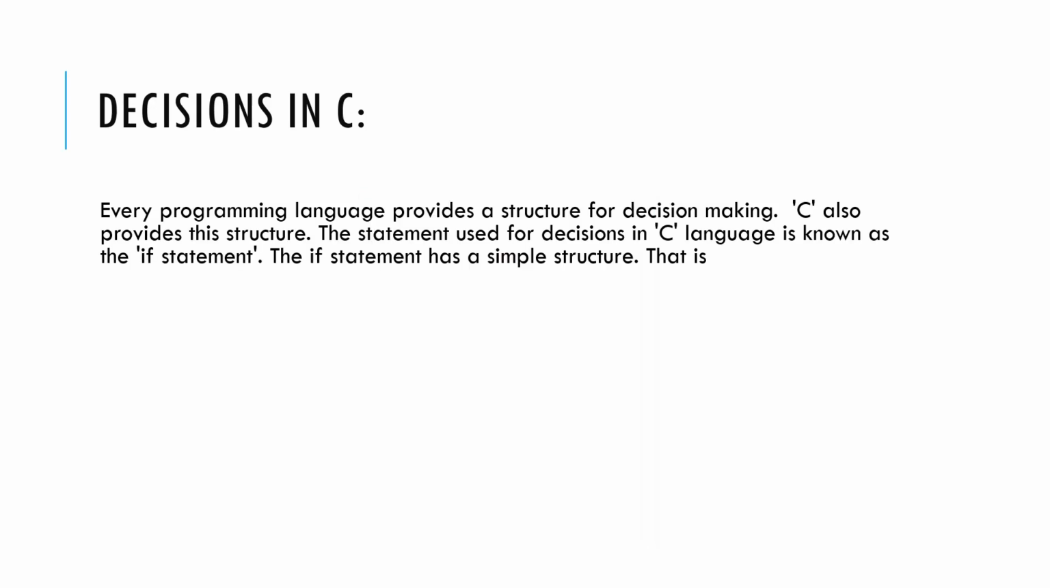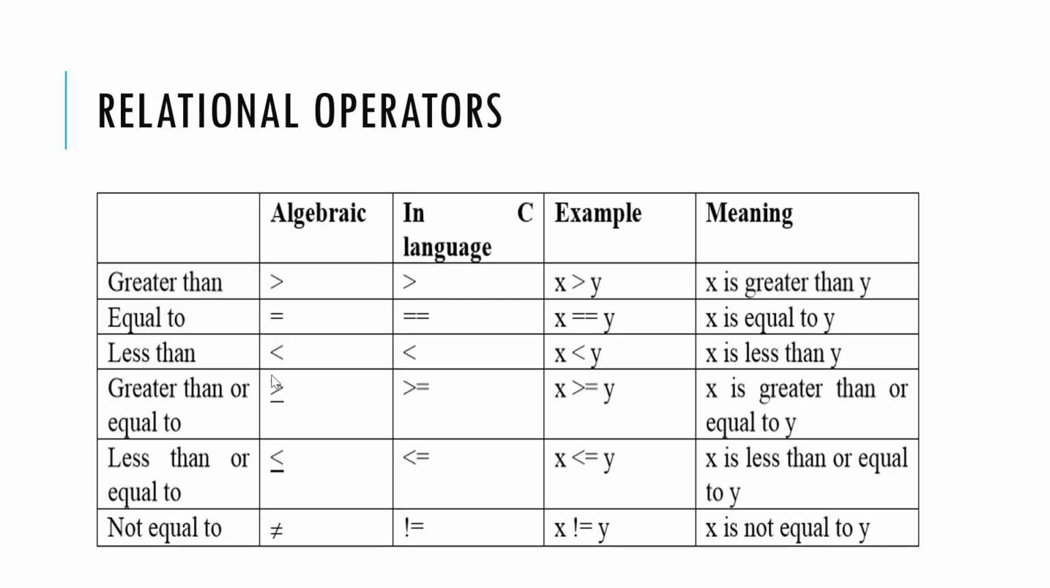So every programming language provides a structure for decision making. C also provides this structure. The statement used for decisions in C language is known as the if statement. The if statement has a simple structure, that is the if condition, and then the block of statement codes which will be executed. After that, we will be talking about the relational operators.